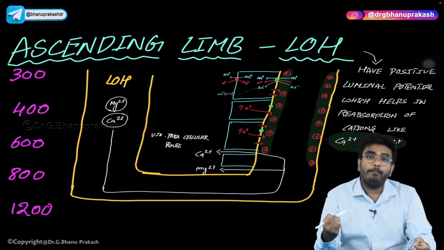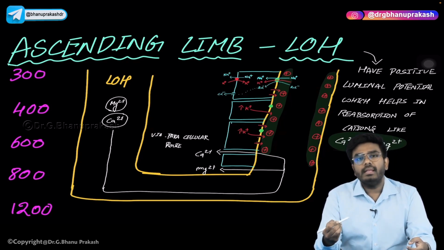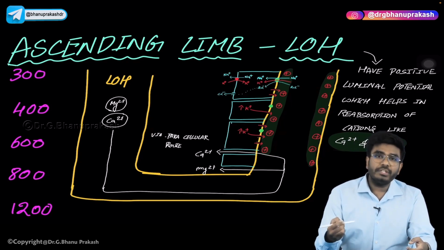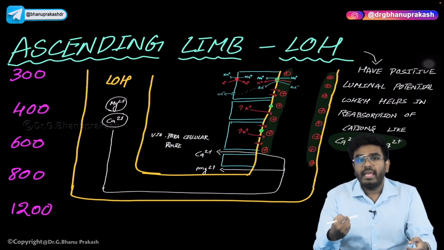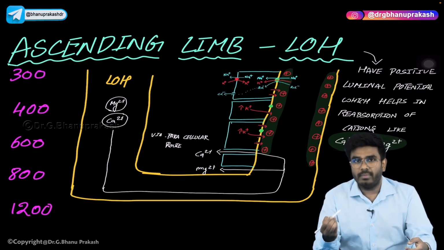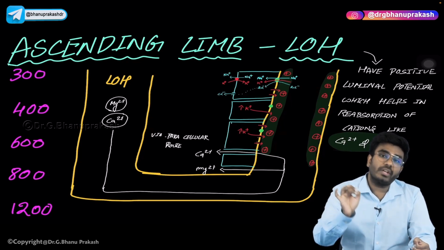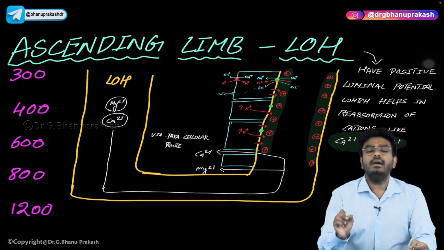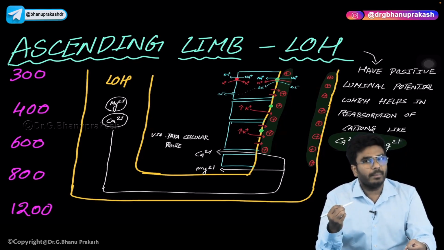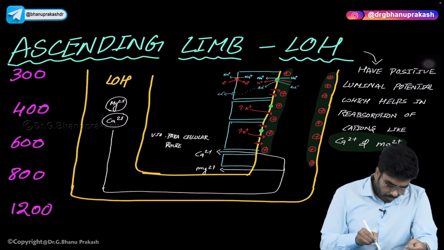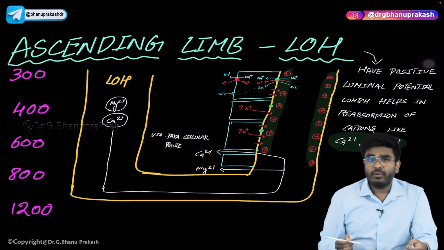Before that, you need to know that the ascending limb of loop of Henle has a positive luminal potential, a positive charge in its lumen, how it is established, and how that positive potential helps in the reabsorption of calcium and magnesium. Now let's start our topic.